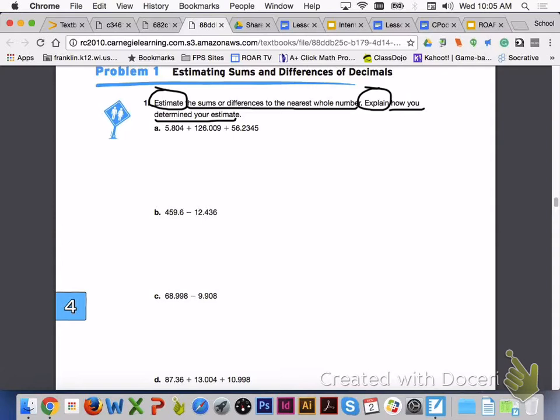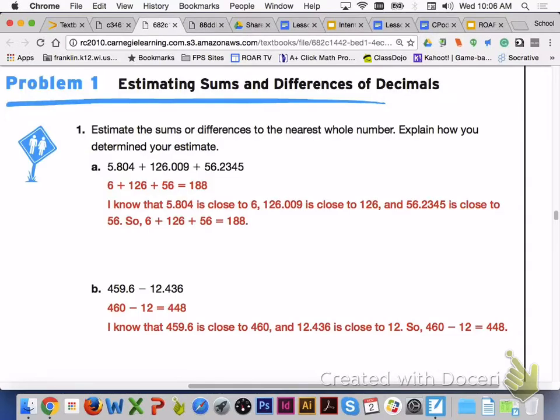Turn to page 258, problem 1, estimating sums and differences of decimals. Please answer number 1, letters A through D with your group members. For number 1, letter A, I know that 5 and 804 thousandths is close to 6, 126 and 9 thousandths is close to 126, and 56 and 2,345 ten thousandths is close to 56. So when I add all of those together, my sum is 188.